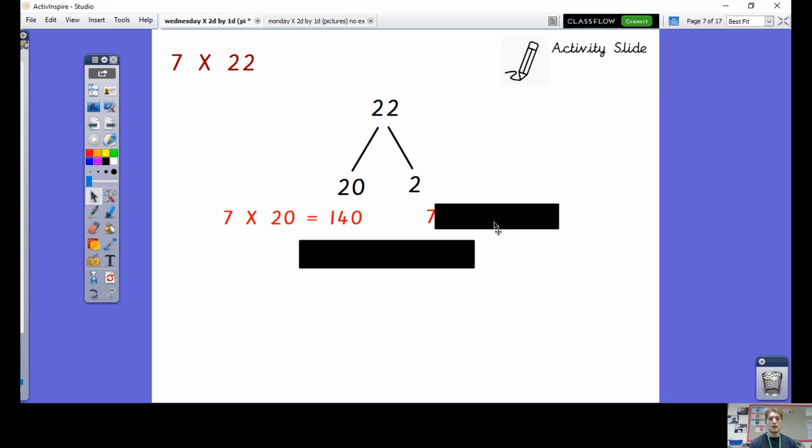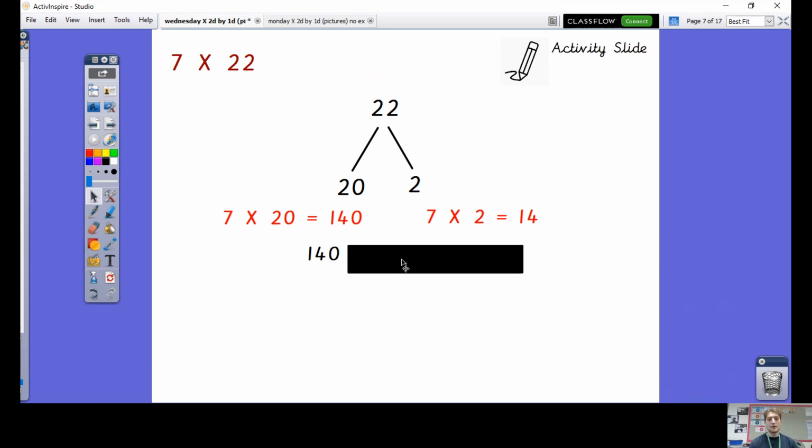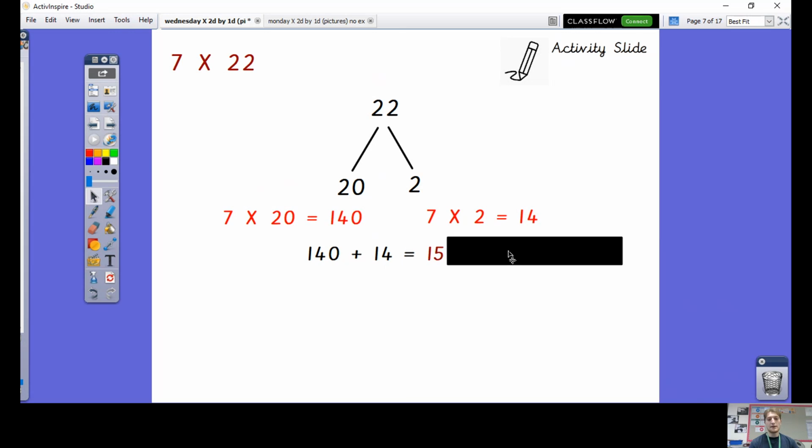And then we're multiplying our ones by the 1-digit number. 7 times 2 is 14. Can you see you could have used this for that equation here? If you made 20 10 times smaller, you would have got that answer, but then we make it 10 times bigger for 140 here. Okay? And finally, because we've got our 2 answers, we have to add them together. 140 add 14 is 154.